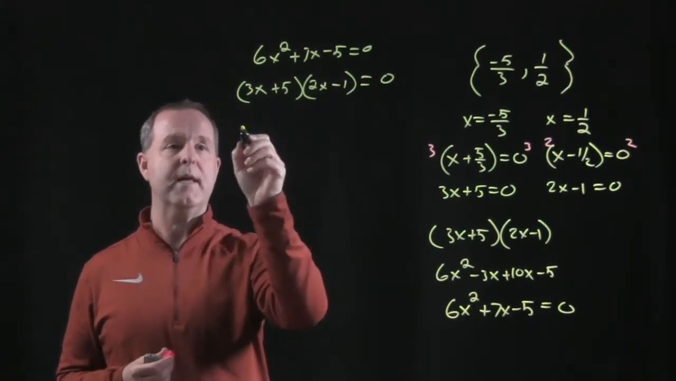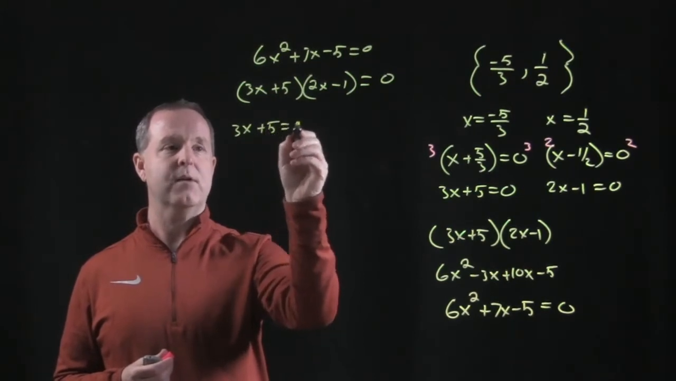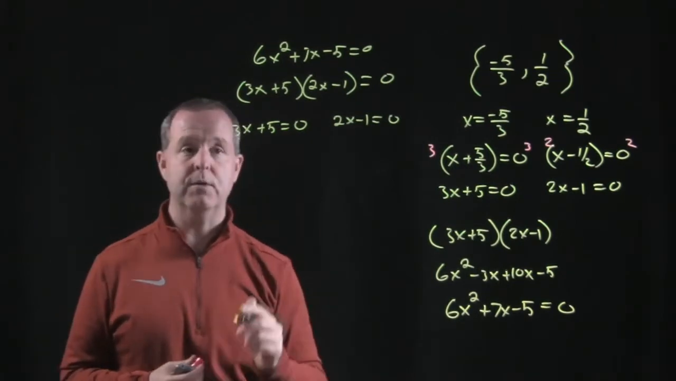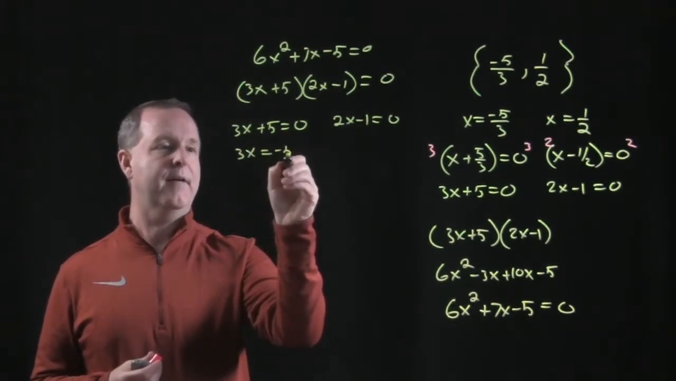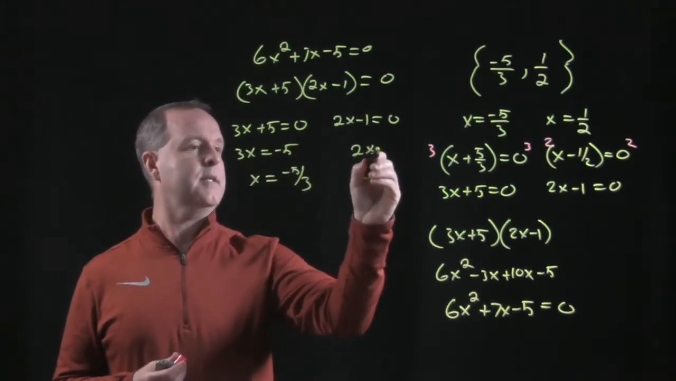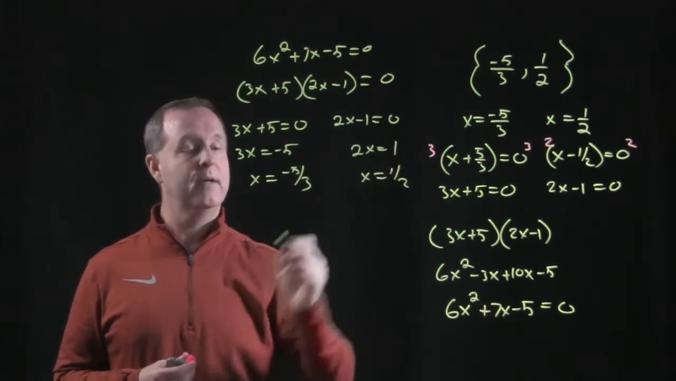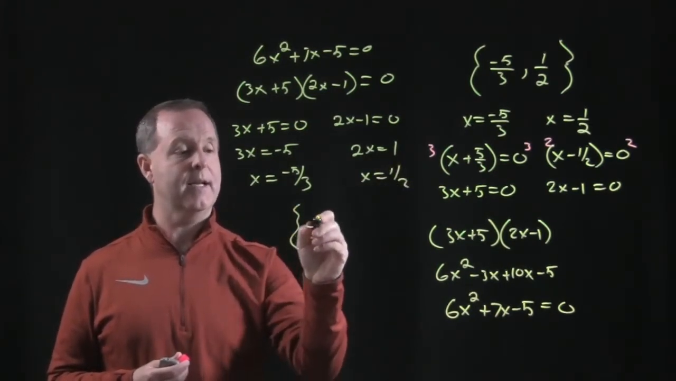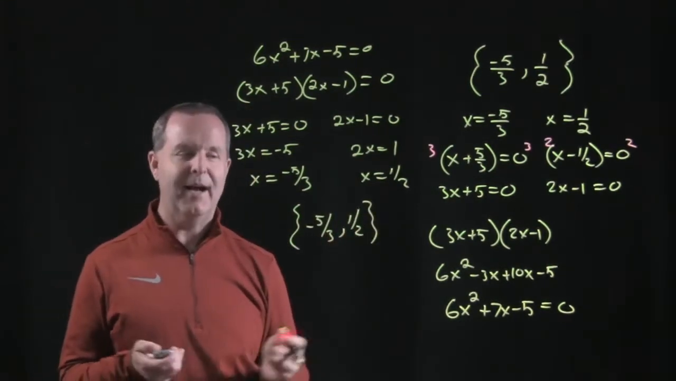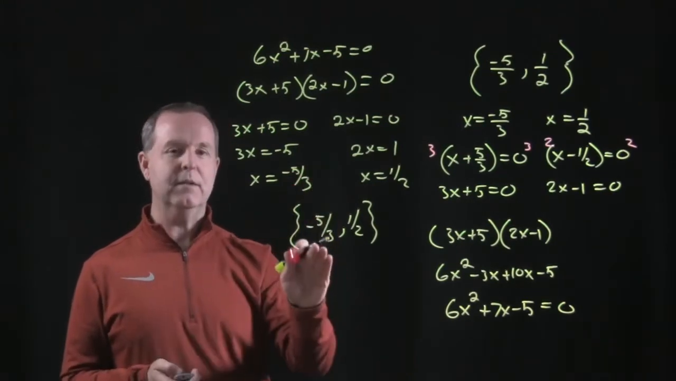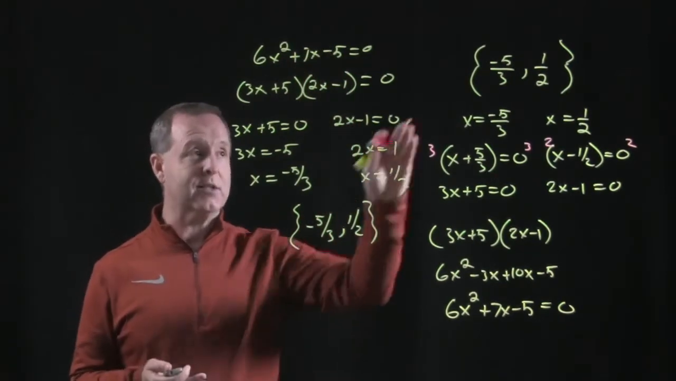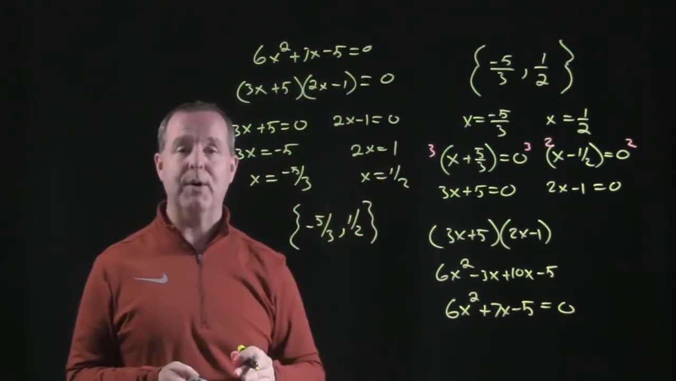We know for this to be true that either 3x plus 5 has to equal 0 or 2x minus 1 has to equal 0. Where are the x's that make that true? 3x equals negative 5, x equals negative 5/3. And over here, 2x equals 1, x equals 1/2. My solution set is negative 5/3, 1/2. Well, how about that? That's exactly what we got as the solutions. So we can solve for the solutions, or we can start with the solutions and work our way back to an expression that the solutions came from.